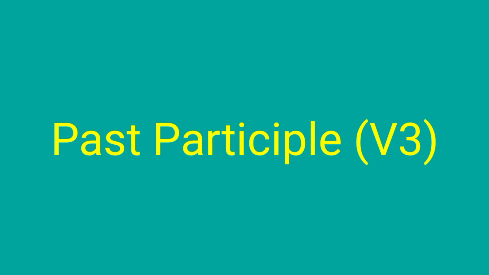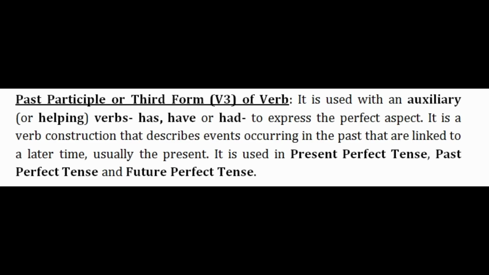Now, let us study about past participle or third form of verb. Past participle or third form of verb. It is used with auxiliary or helping verbs has, have, or had to express the perfect aspect. It is a verb construction that describes events occurring in the past that are linked to a later time, usually the present. It is used in present perfect tense, past perfect tense, and future perfect tense.